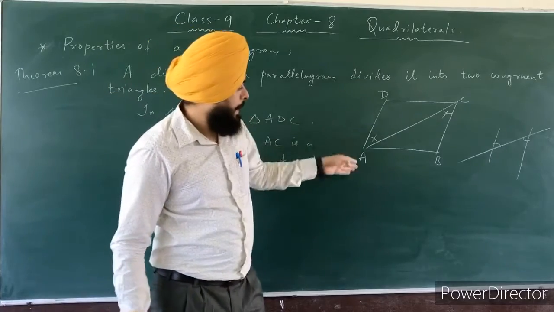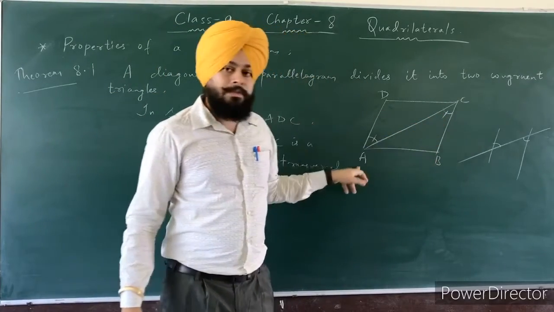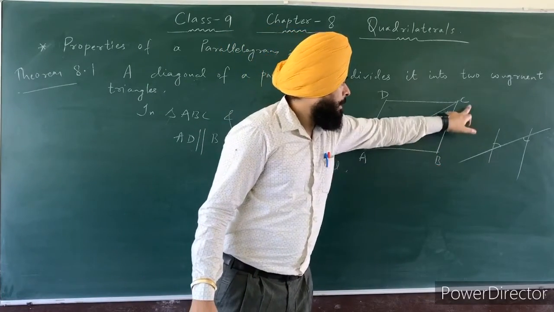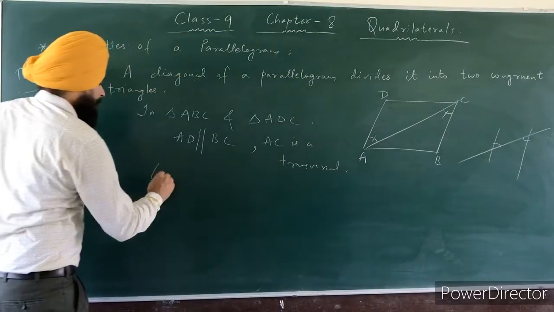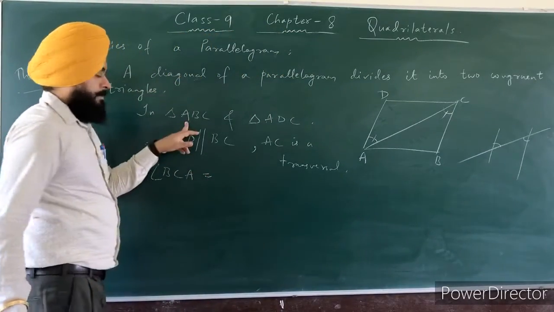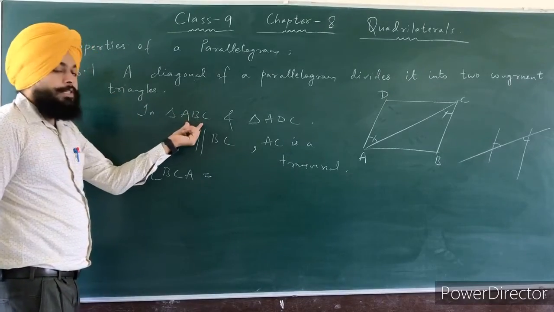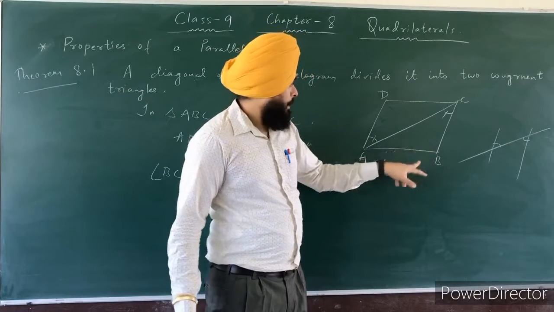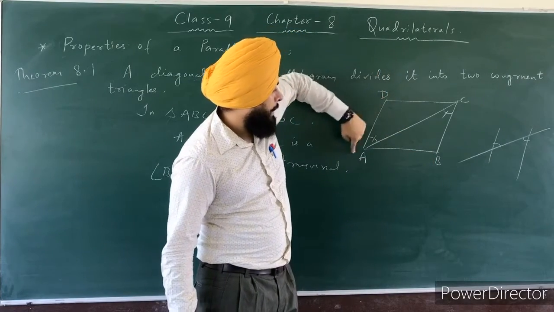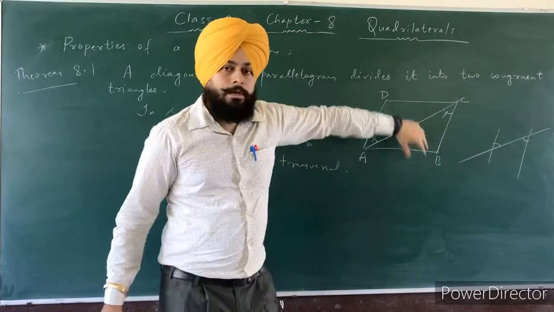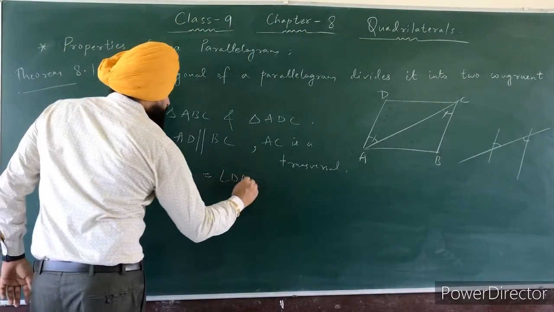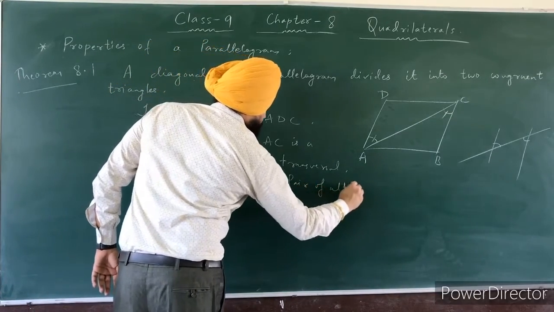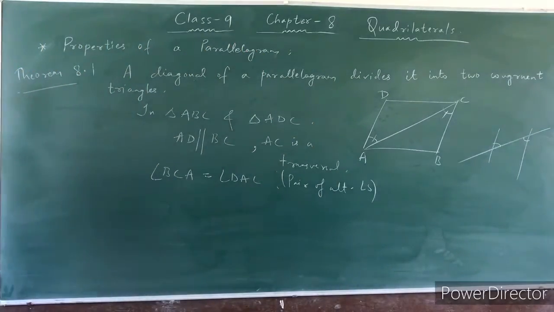Clear students? So AD parallel to BC and this is a transversal, so these alternate angles are equal. The names of these alternate angles are angle BCA, the part of triangle ABC, equal to angle DAC, the part of this triangle. So what is the reason? Pair of alternate angles. So this is your first part.